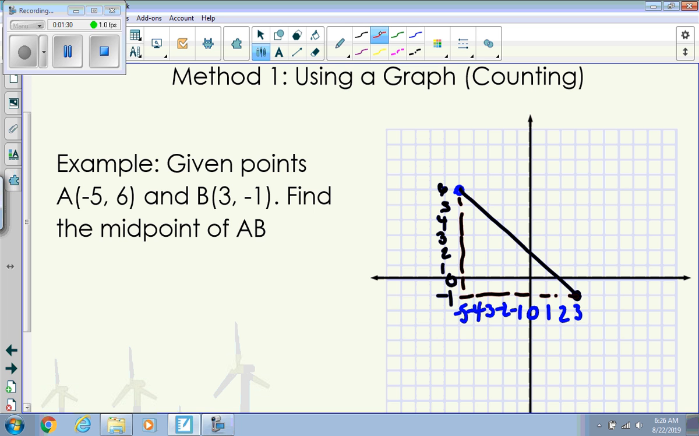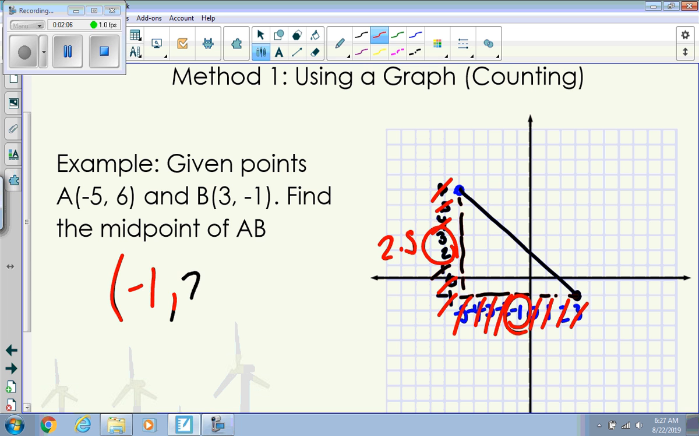And then we are going to slash till we get to the middle. On either side, notice that we've got two numbers here. So we're going to take what's in the middle. And then we're going to slash on the bottom too to see what's in the middle. So here we've got 2.5 in the middle. So our point would be at -1, 2.5.